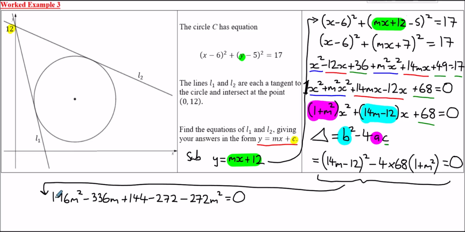If we simplify now, 196 minus 272, that's going to give us minus 76 m squareds. We're going to have minus 336m, and 144 take away 272, that gives us minus 128. And all that's equal to 0.